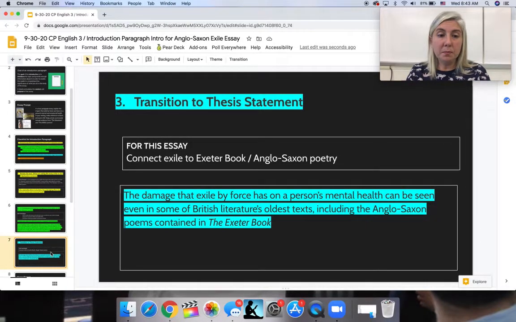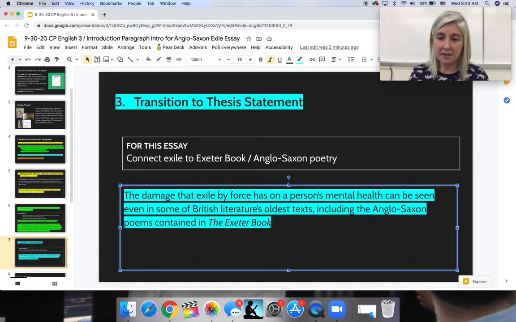So I, in blue here, have created a sentence that now takes me from the damage of exile by force to the fact that I'm going to be giving examples from these old poems from British literature. So here's my model sentence. The damage that exile by force has on a person's mental health can be seen even in some of British literature's oldest texts, including the Anglo-Saxon poems contained in the Exeter Book. Okay, I need a period after that sentence.